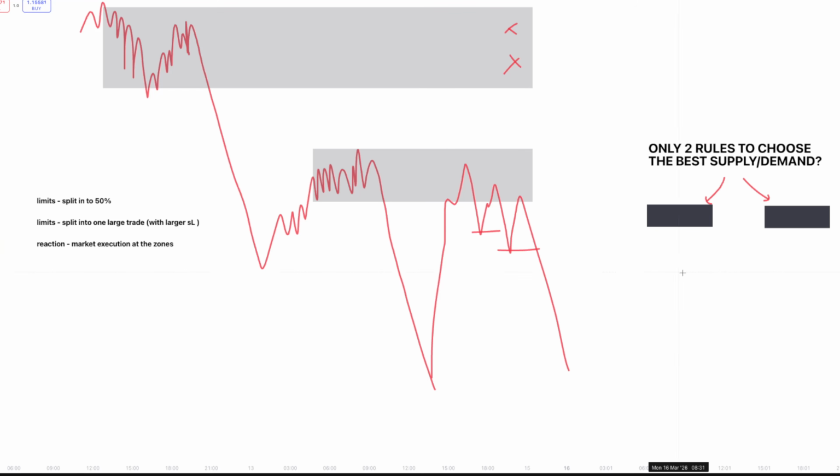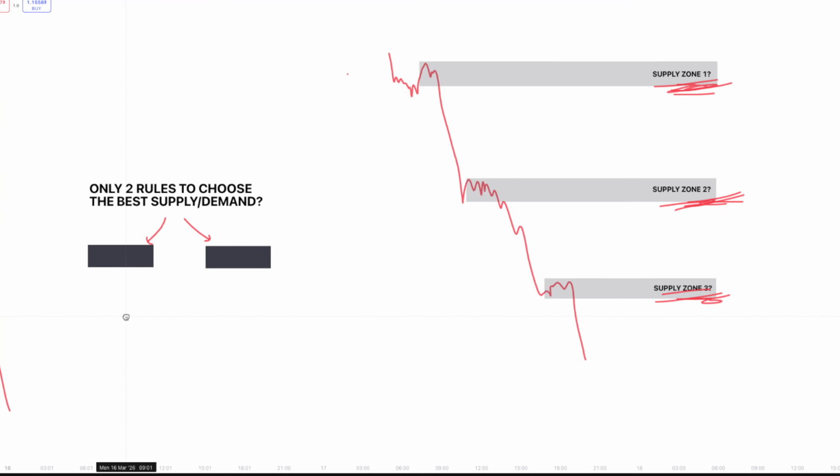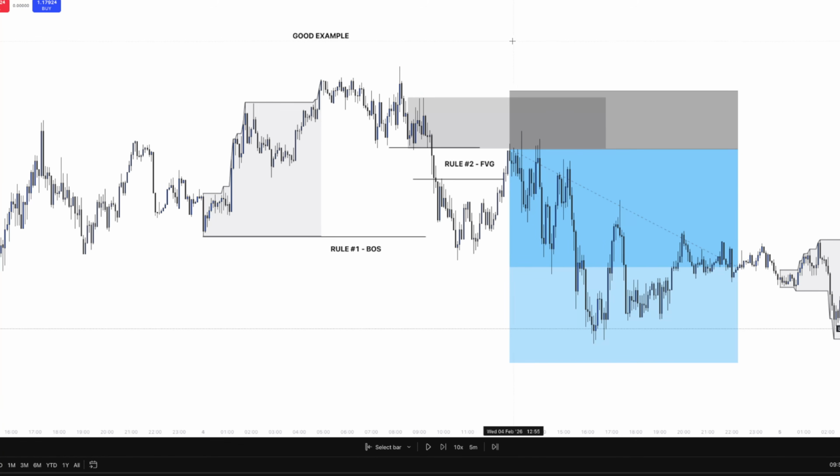Now this takes us on to our next point. How do we actually choose our two best rules for picking the supply and demand zones? Rule number one is very simple. We must look for a break of structure. Rule number two is going to be the fair value gap. Now, I'm going to show you a good example in the live markets and a bad example of what this looks like. Heading into the good example, what exactly do we look for?